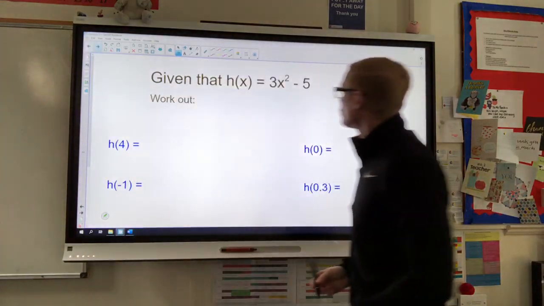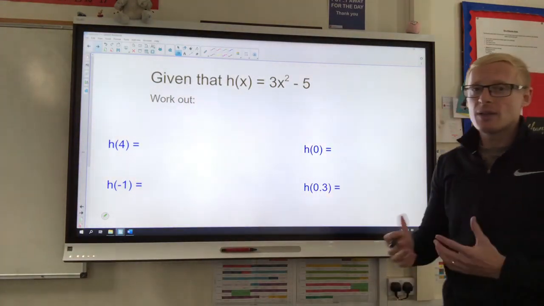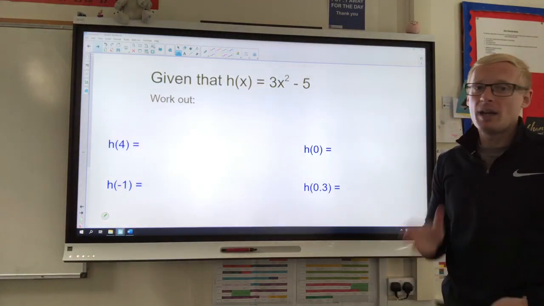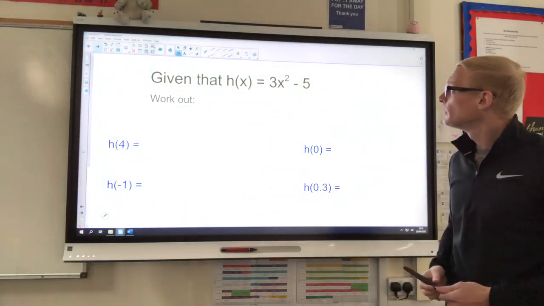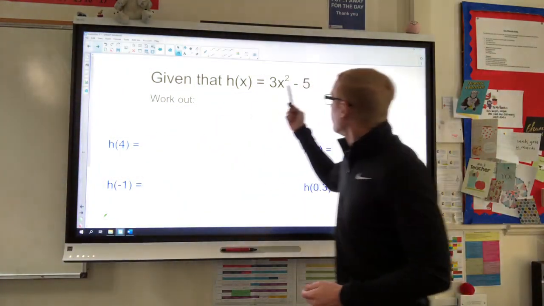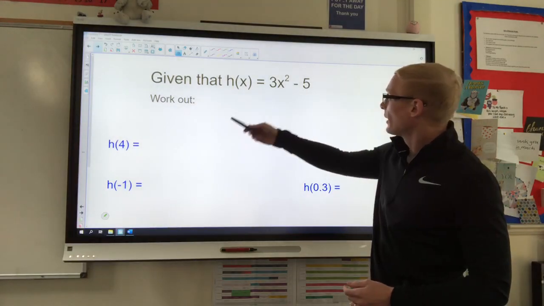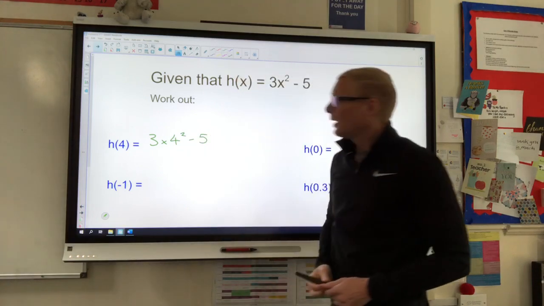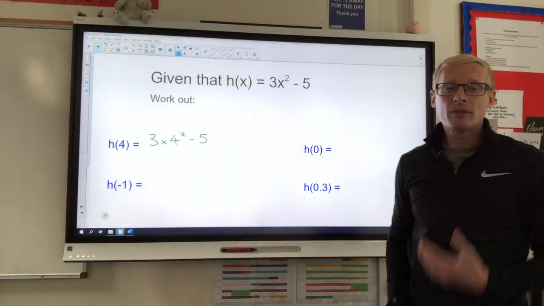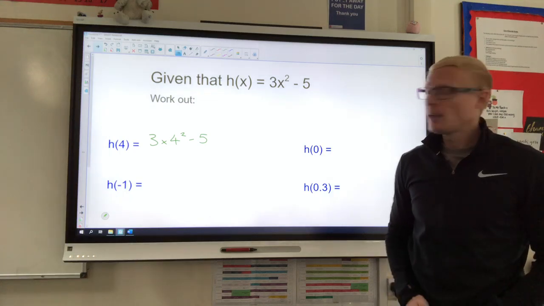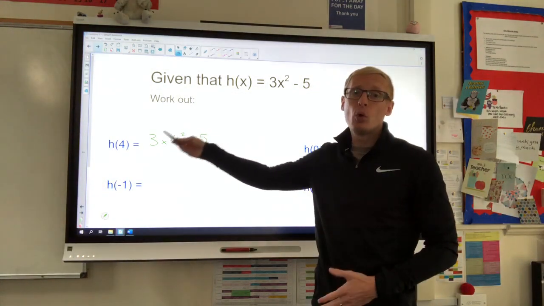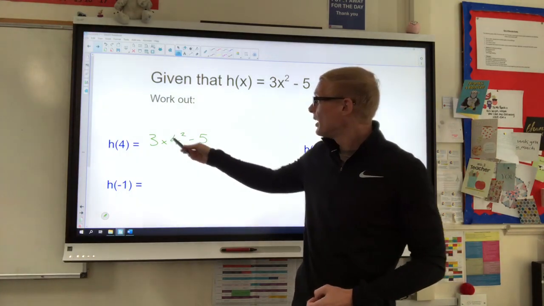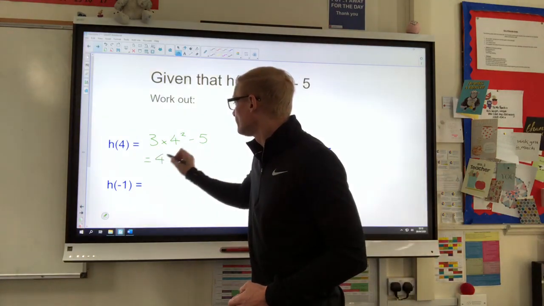Okay, I'll just show you a different example. So we've gone for h of x this time. As I say, the letter is not that important. The letter will be given to you in your exam, f, g, h, whatever it needs to be. So we're looking for h of 4 here. So we substitute in where we see x with 4. So we've got 3 times 4 squared, take away 5. Now again, I must emphasise the fact that you have to use BIDMAS when you're calculating sums like this. So make sure you square the 4 there before you times by 3, okay? So 4 squared is 16, times by 3 is 48, take away 5 is 43.